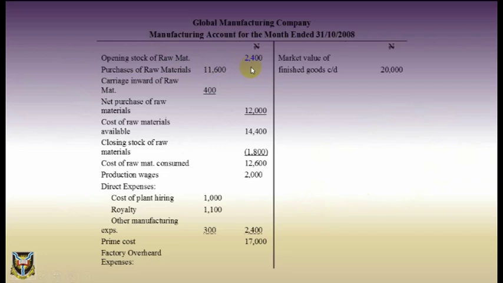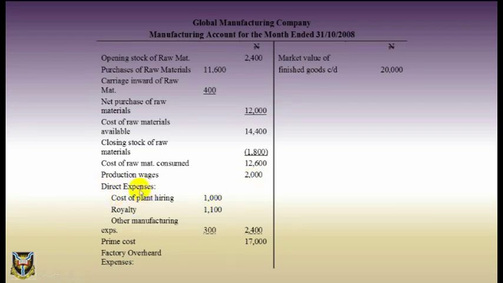Purchases of raw materials 11,600. Carriage inward of raw material 400. Net purchase of raw materials 12,000. Cost of raw materials available 14,400. Closing stock of raw materials 1,800. Cost of raw materials consumed 12,600. Production wages 2,000.